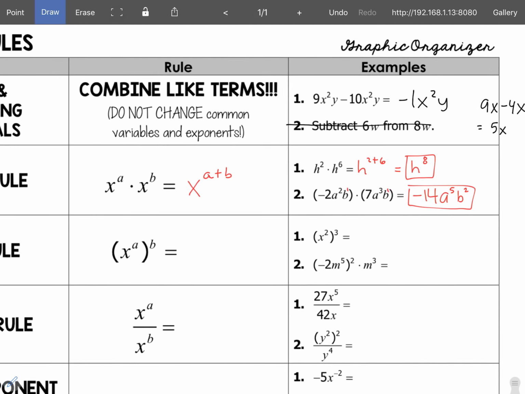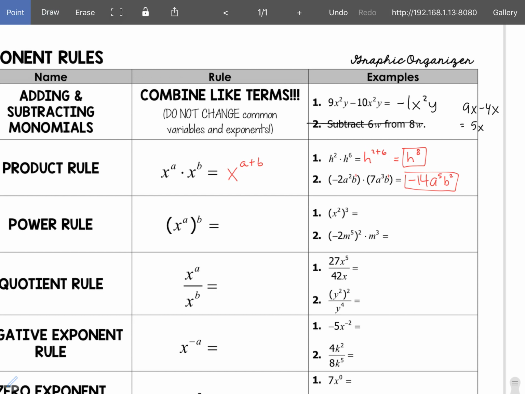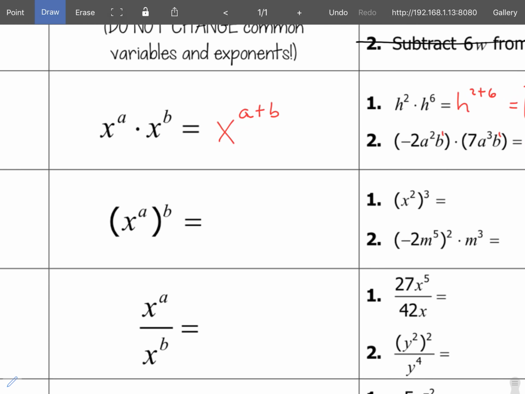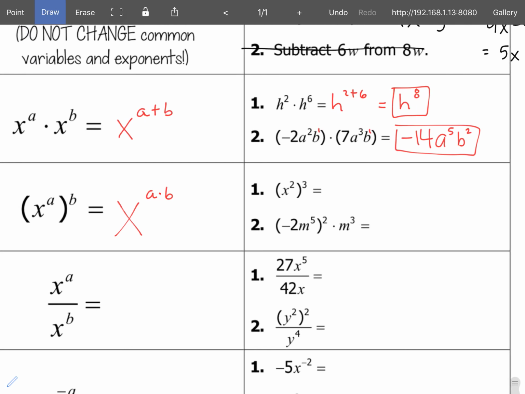When we have the power rule, we're going to multiply exponents. So it's going to be x raised to the a times b. So when we look at this right here, do you see how it's 2 and 3? 2 times 3 is 6. So this is going to be x to the 6th power.